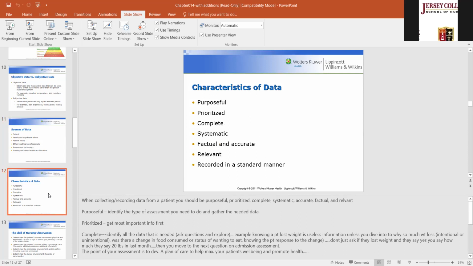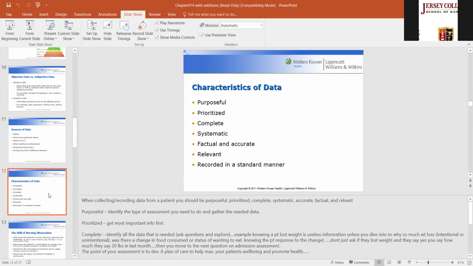So when you're collecting that data, it has to be purposeful. It has to be prioritized, complete, systematic, accurate, factual, and relevant. So purposeful means you know what type of assessment you need and you gather the data that applies to that assessment. Prioritize means you get the most important information first and only really the information that you need. The data should be complete.